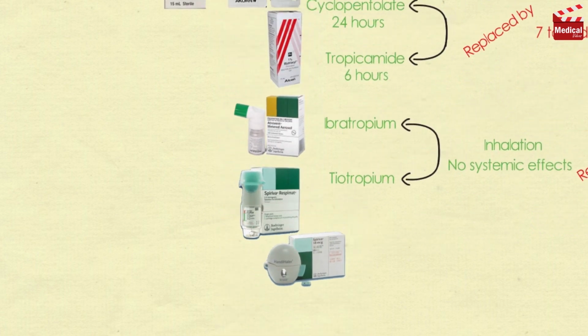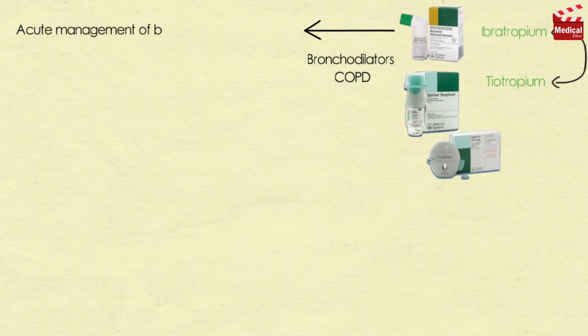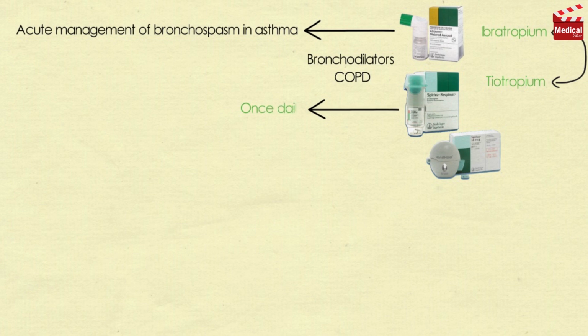These agents are approved as bronchodilators for maintenance treatment of bronchospasm associated with chronic obstructive pulmonary disease. Ipratropium is also used in the acute management of bronchospasm in asthma. Tiotropium is administered once daily, a major advantage over ipratropium, which requires dosing up to 4 times daily.